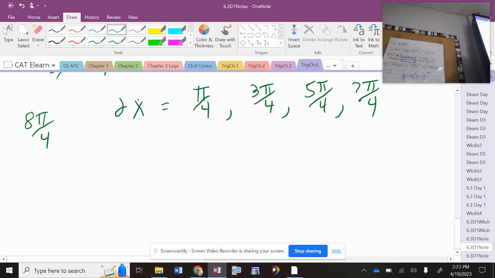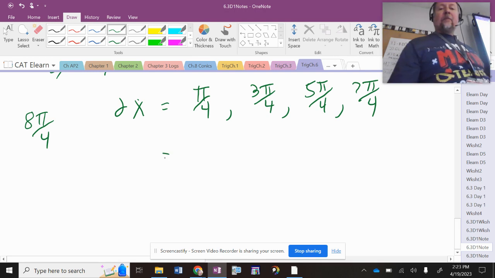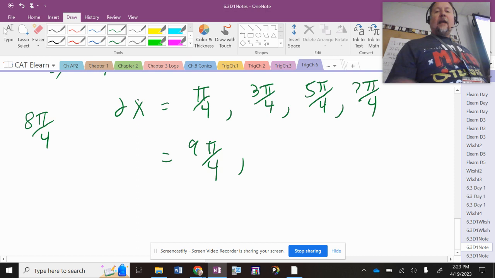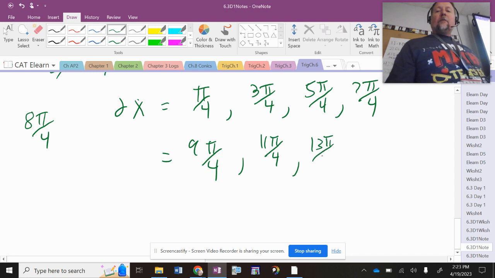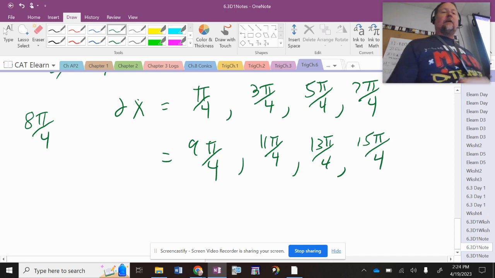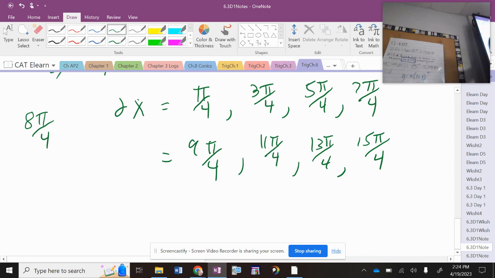8 pi over 4 plus pi over 4 is what? 9 pi over 4. I don't need my calculator for that. 8 and 3 is 11 pi over 4. 5 and 8 is 13 pi over 4. And then 8 and 7 is 15 pi over 4. Never had to touch my calculator.